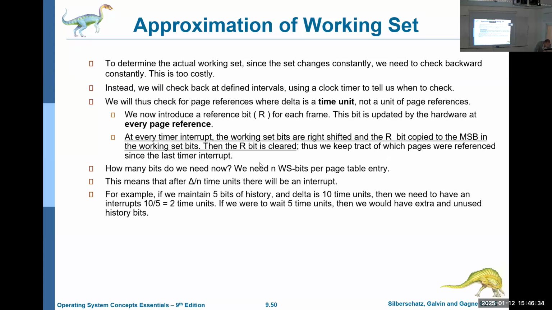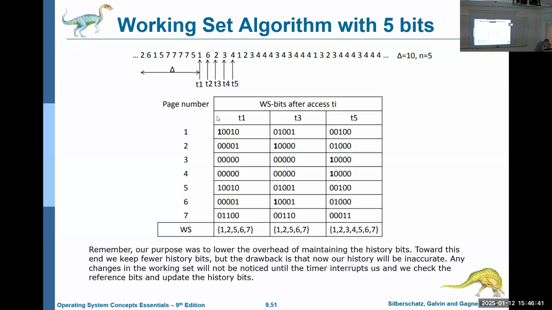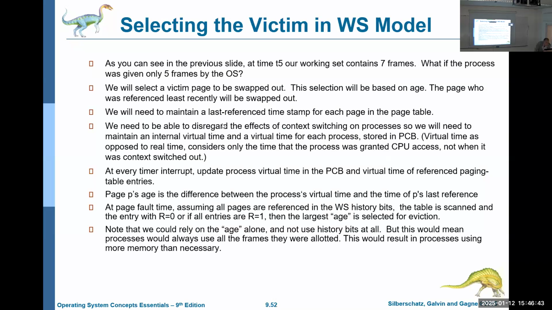How many bits do we need now? We need n. Okay, we said that. This means that delta divided by n time means there will be an interrupt. For example, we said this. We read all that, and we read all of this. So that's the approximation of the working set.